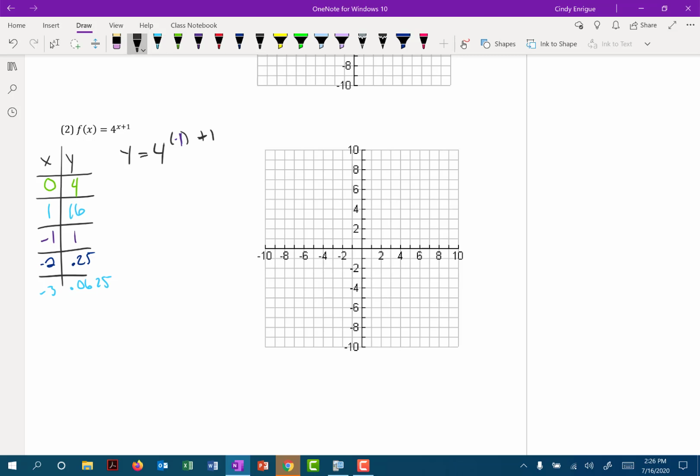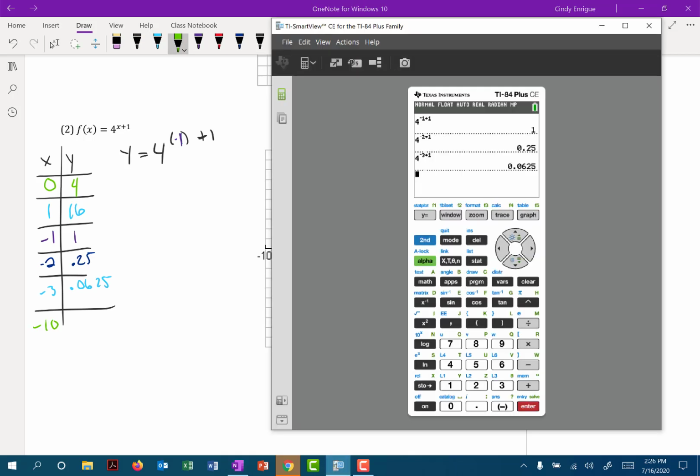So just to make sure, if I were to try to guess, let's say negative 10, then I have 4 to the power of negative 10 plus 1. And that gives me 3.8 blah blah blah e to the negative 6 power. Remember, e on your calculator represents scientific notation. So this is really 0.00003816.